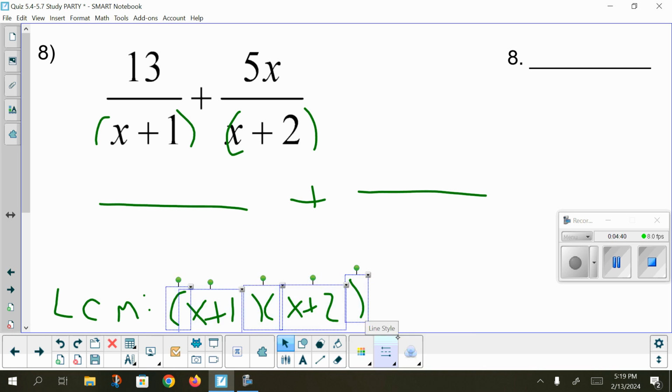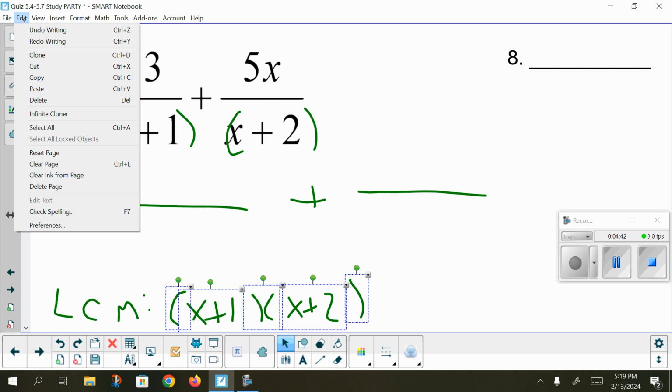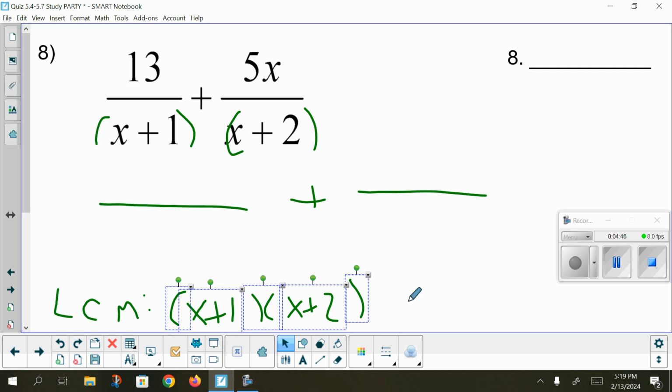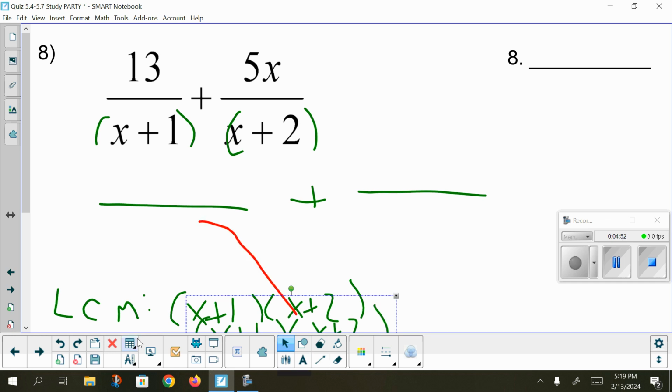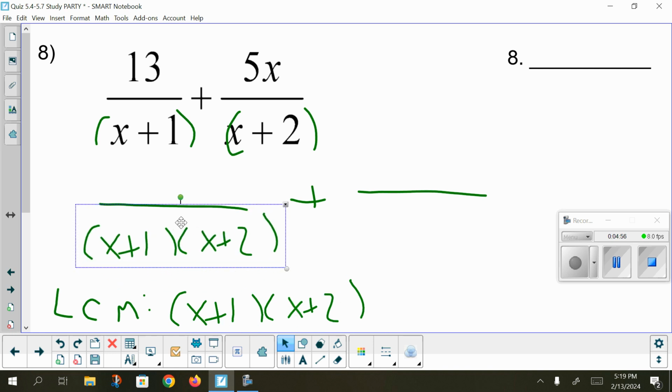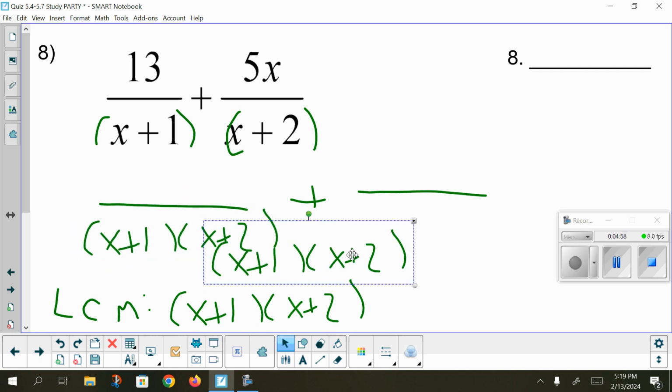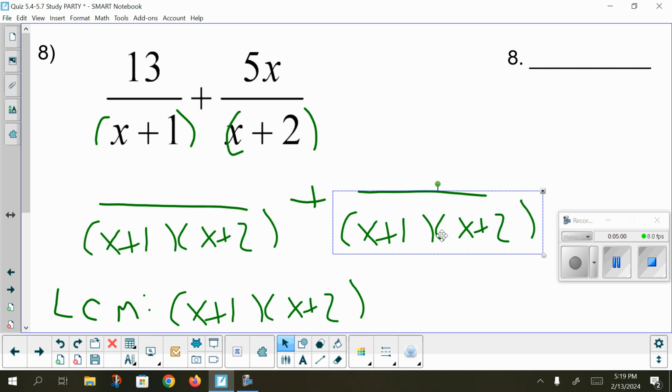If I can group this. I don't remember how to group it with a click, but there. This is my common denominator here. Oopsies. Common denominator here. Common denominator here. You want both of the denominators from above to look like these.